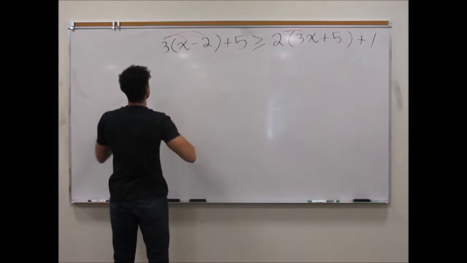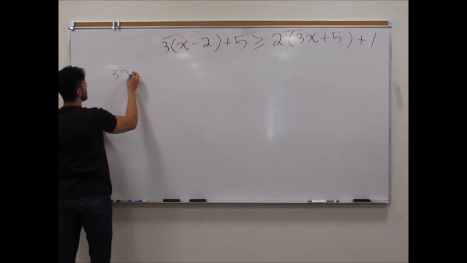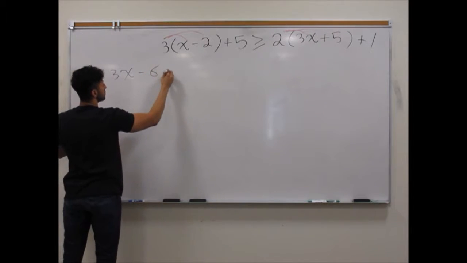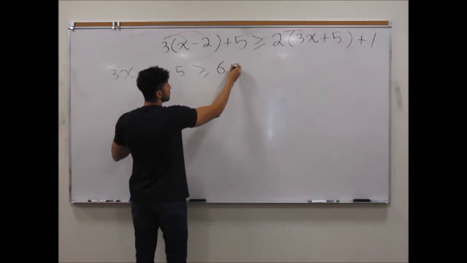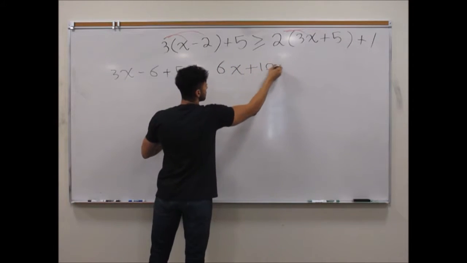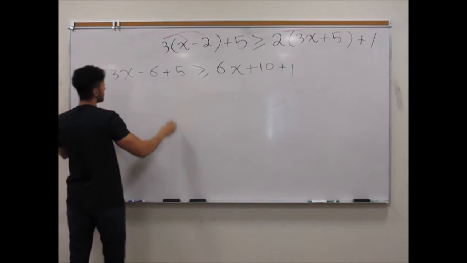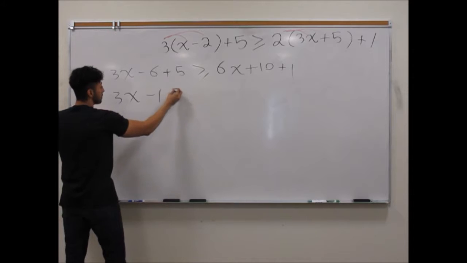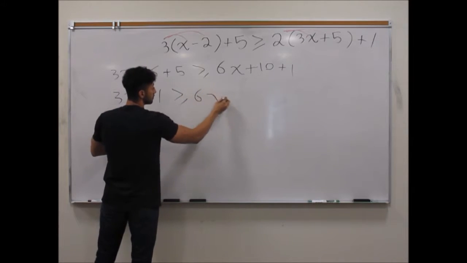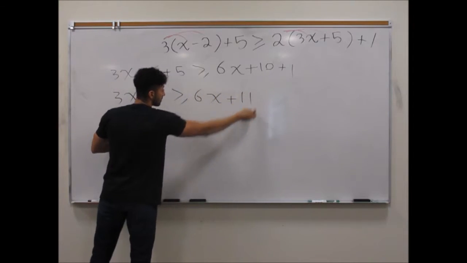to get 3x minus 6 plus 5 is greater than or equal to 6x plus 10 plus 1. Combining the numbers, we get negative 1. Combining those, we get 11.